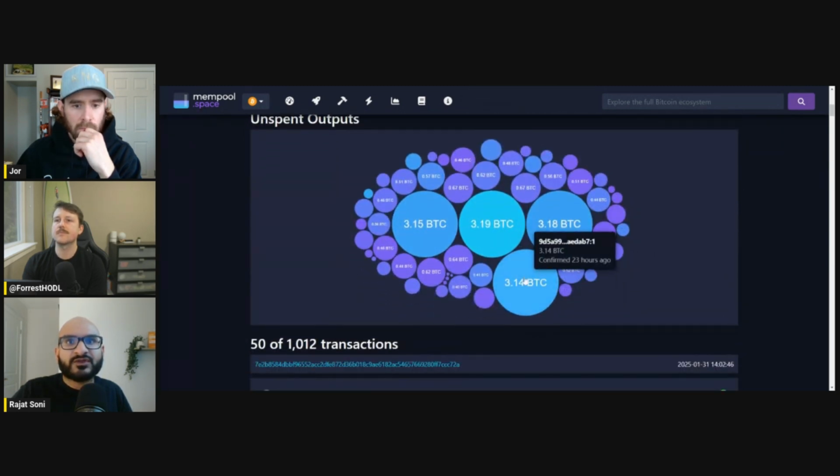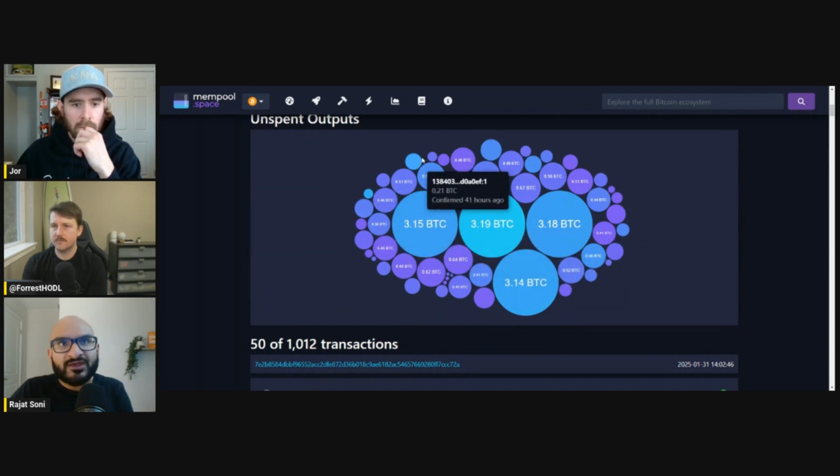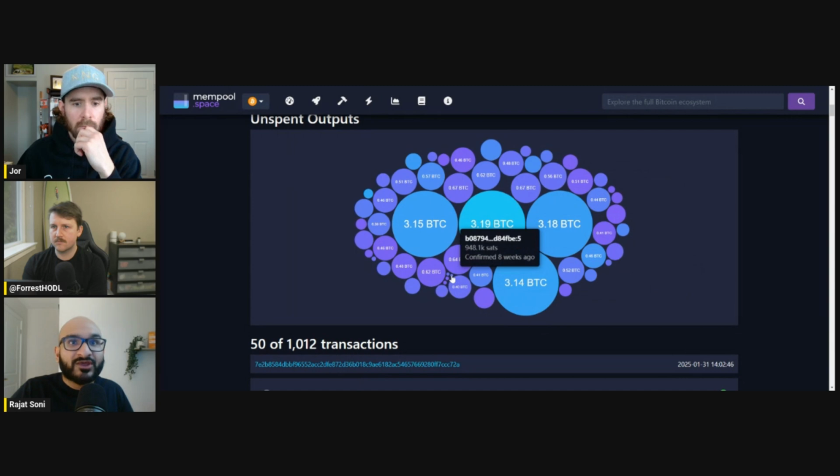So they have a UTXO that has 3.14 Bitcoin, 3.19. You can also see the smaller one, 0.08, 0.08. So 8 million Satoshis, 10 million Satoshis, 12 million Satoshis. So this is pretty interesting. I would actually recommend going into this and looking through these, because it kind of helps you visualize what you're doing a little bit more.